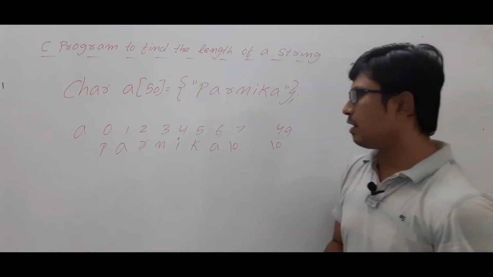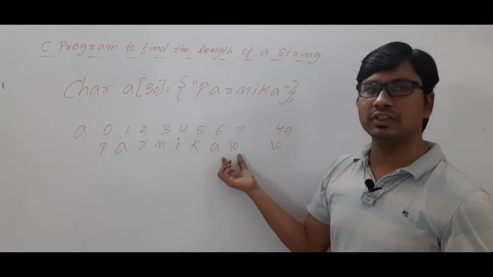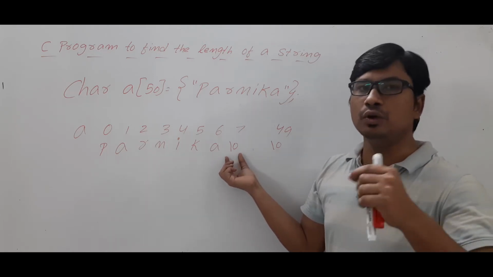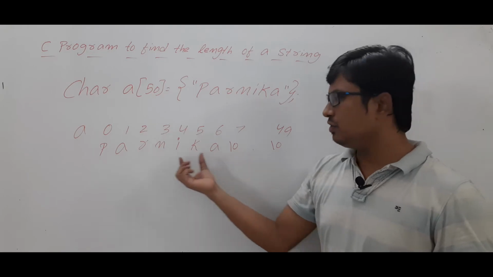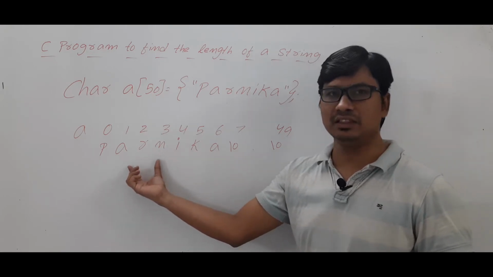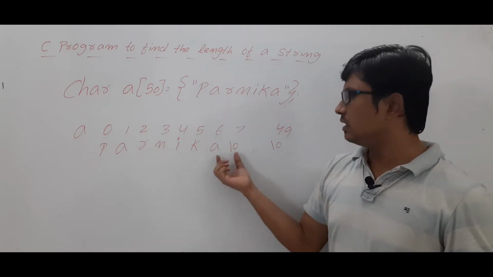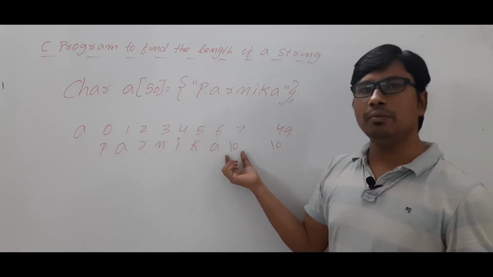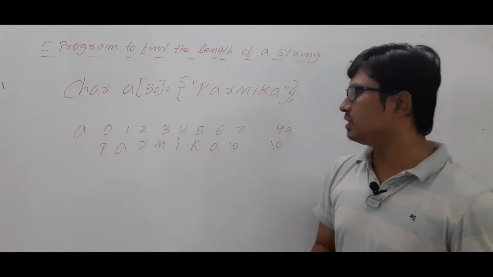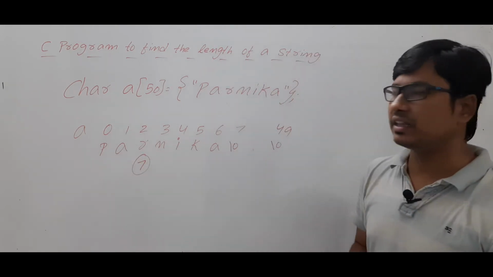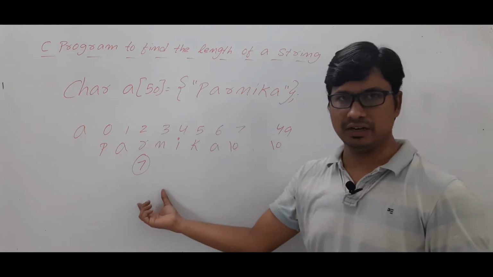Now, I have already discussed that each string ends with a backslash 0. The backslash 0 is useful for you to know the end of the string. Now, if someone asks you to find the length of the string, you need to count the number of characters in the string excluding the backslash 0. If you do it, you will get the number of characters as 7. So, the string length of Parnika is 7.